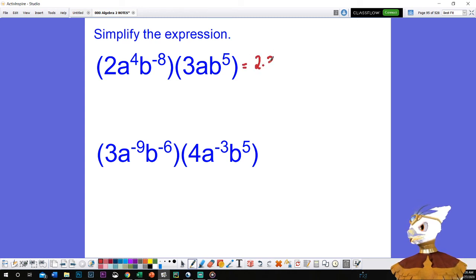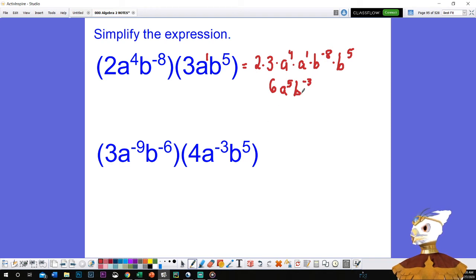Alright, hopefully you rewrote this like this. 2 by 3 by a to the fourth. You remembered to put that 1 there. Good job. A to the first, b to the negative 8, and b to the fifth. So this gives me 6a to the fifth, b to the negative third.